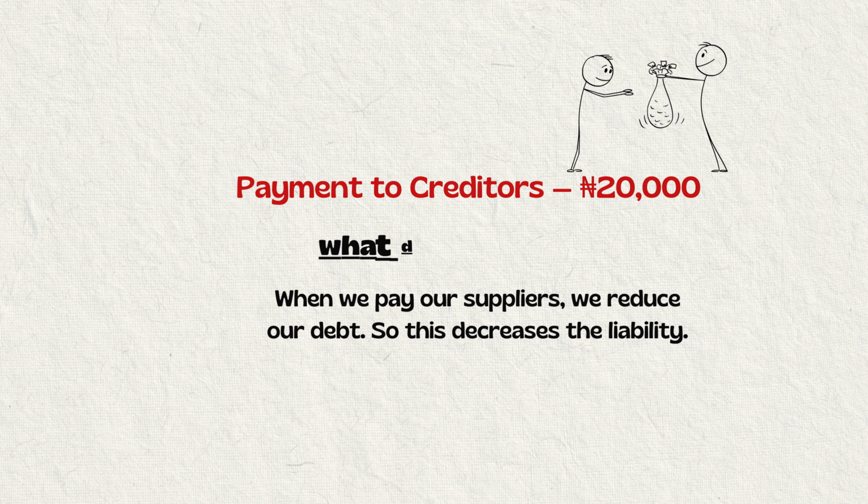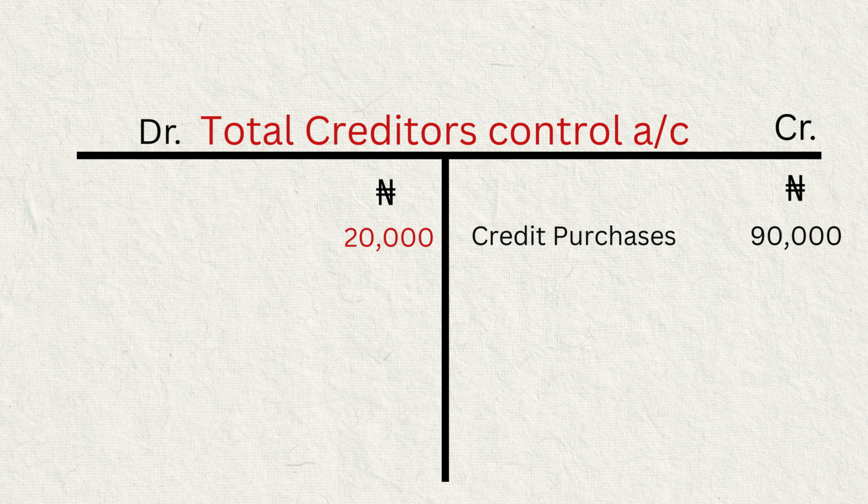Next transaction, payment to creditors 20,000. When we pay our suppliers, we reduce our debt. So this decreases the liability. That means we post 20,000 on the debit side of the creditor's control account, cash paid.